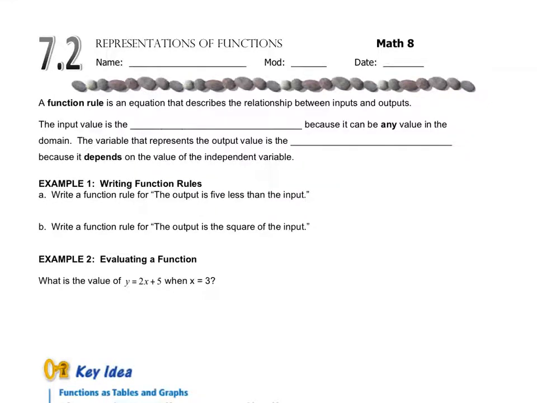Today we're going to continue talking about functions with representations of functions. So as we've been talking about, the function rule is an equation that describes the relationship between inputs and outputs. The input value is called the independent variable, because it can be any value in the domain. The domain is another way of saying our x's.